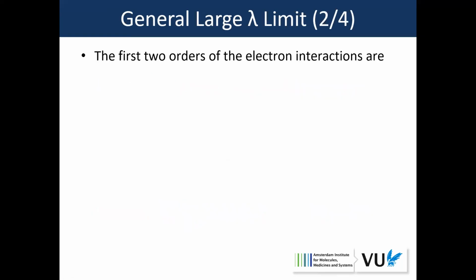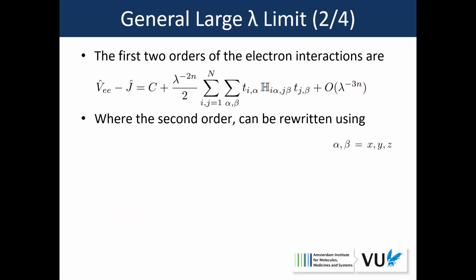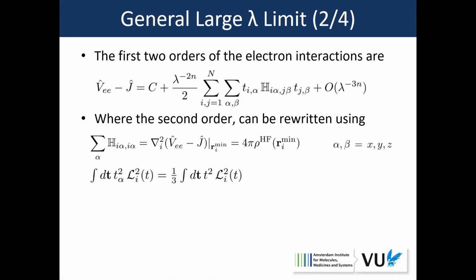We can also calculate the electron-electron interaction terms, the first 2 orders, which is again this constant C, but we also have this Hessian matrix now, which we can luckily simplify, but we also have the alpha and beta here, which is just the sum over the 3 Cartesian coordinates x, y, and z. Now the second order can be rewritten as such. Using the Poisson equation, we get the following.